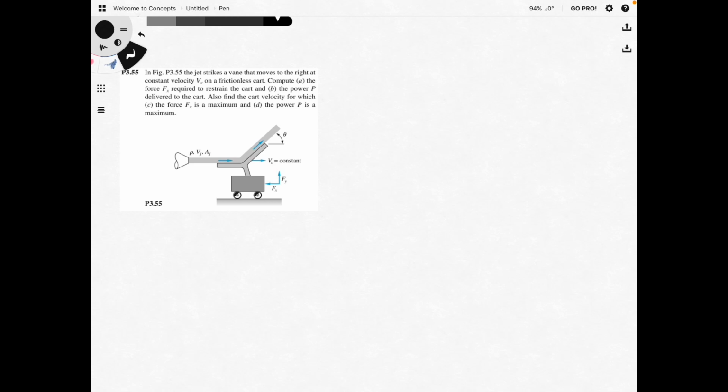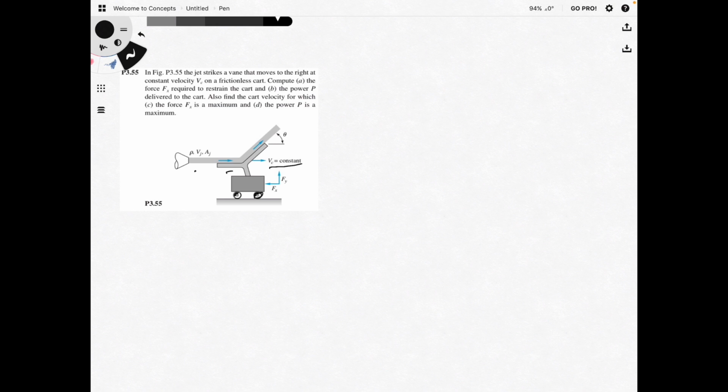Okay, so now we're going to pick up with a problem that we started in class, but I just wanted to make sure to finish for you all. This is the problem of a jet striking a vane. This is similar to the problem that we did as our introductory momentum balance problem, except now the vane is on top of a cart. They're saying it's a frictionless cart, and it's moving with some constant velocity, vc. This is going to be primarily a momentum balance problem, but we'll have to do mass balance here as well.